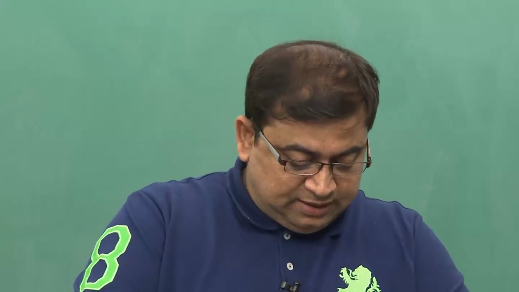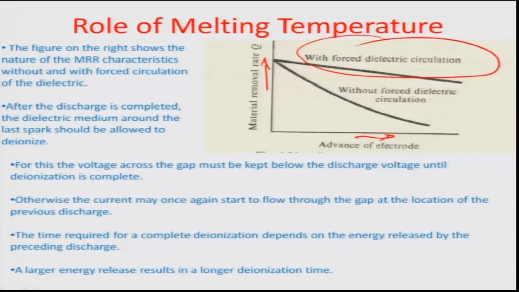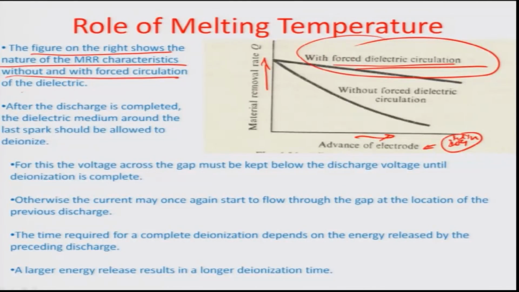In fact, let us look at a trend of the material removal rate with respect to the advance of the electrodes for two different cases: with and without the forced circulation. You can always see that with advance of electrodes toward each other, or a reduction in the IEG, the inter-electrode gap, the material removal rate is better or higher with forced dielectric fluid circulation. The figure shows the nature of the MRR characteristics with and without the forced circulation.